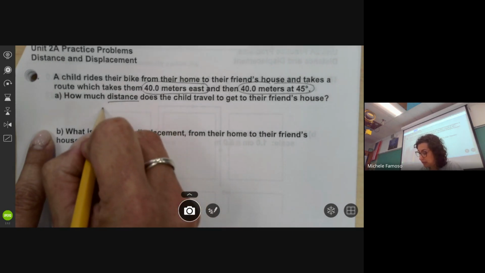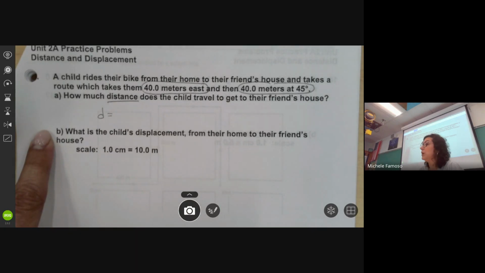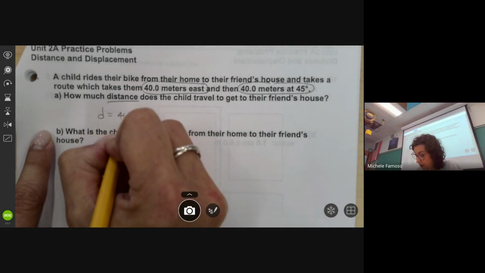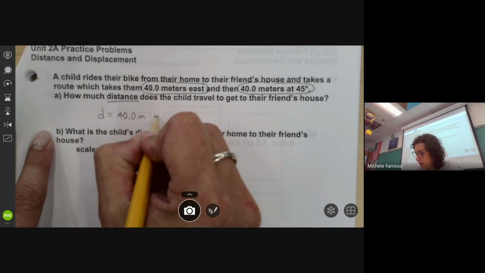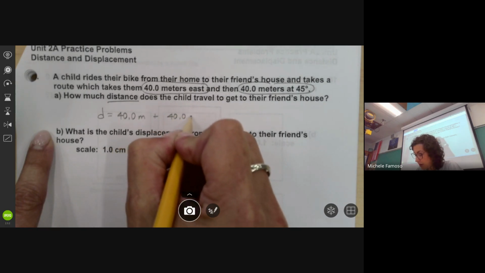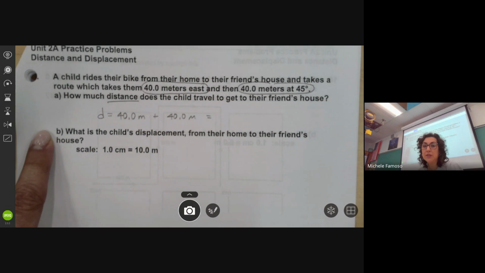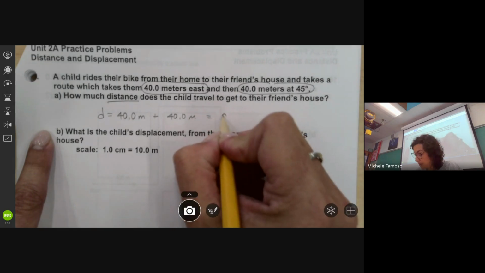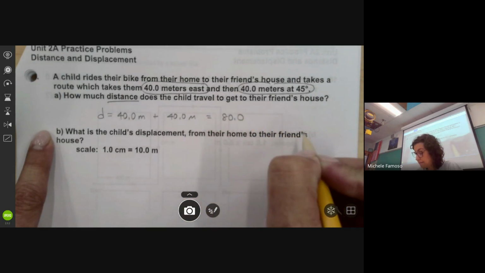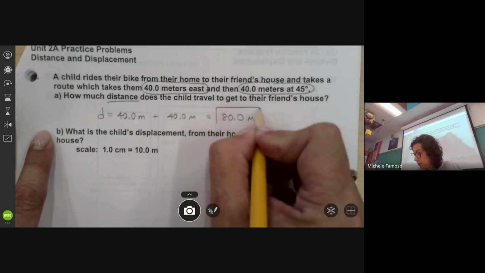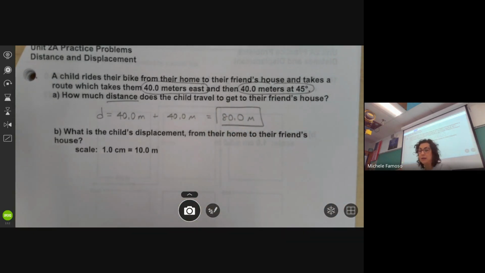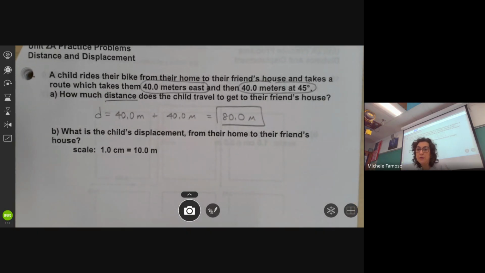Remember that distance is a scalar measurement. So what are we going to do to come up with that answer? Should be easy. What do we do? 40.0 meters plus 40.0 meters. And that's going to give us what for the distance traveled? 80.0 meters. That's right. We got to keep the precision because we are adding things together. That's the rule for adding.